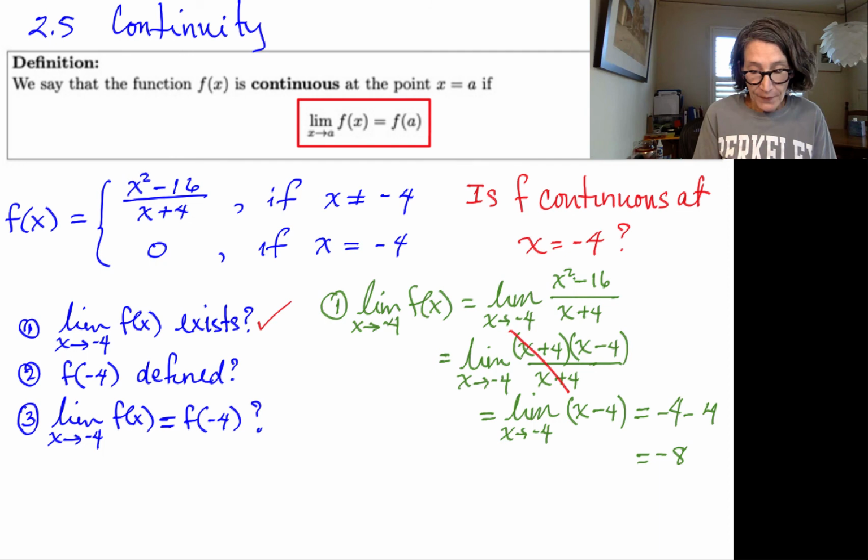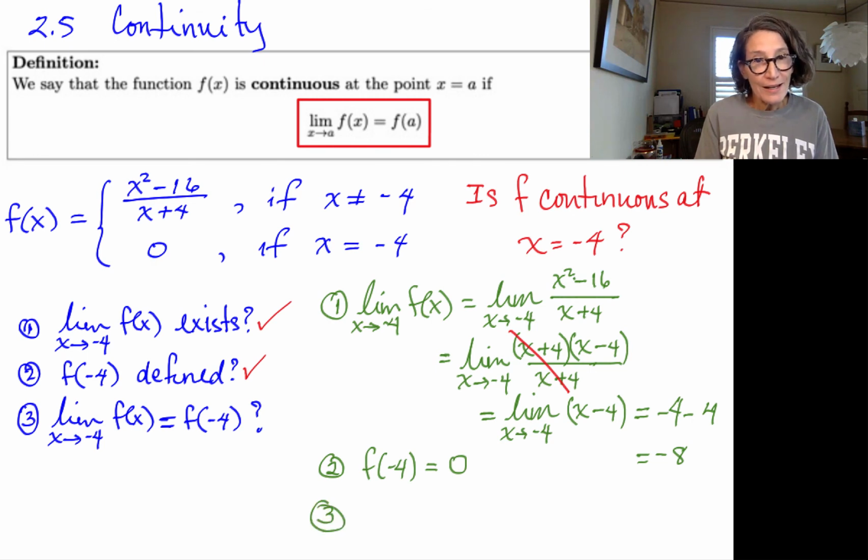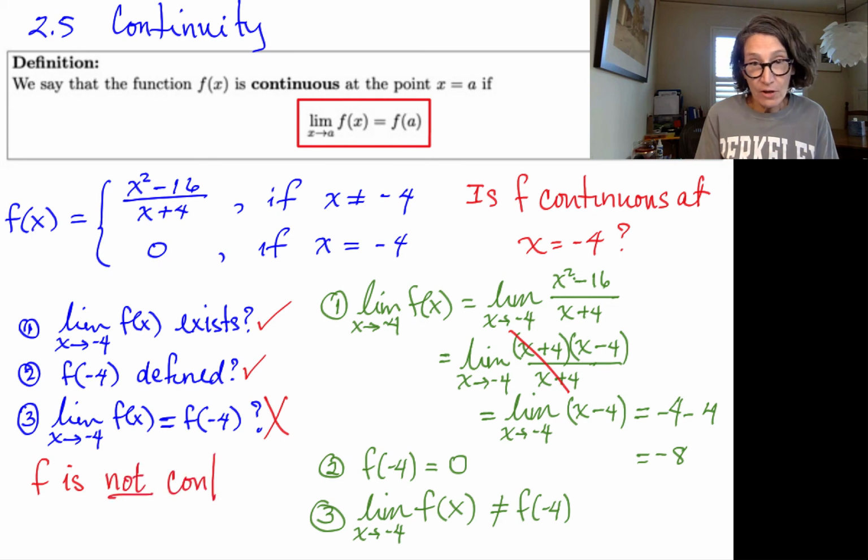So the first thing is true. The limit exists. All right, so the second thing: is f of negative 4 defined? According to the piecewise definition, f of negative 4 is just 0. So yes, it's defined. But the third thing, are they equal? The limit as x approaches negative 4 of f of x is negative 8, and that's not the same as the value of the function at negative 4. The value of the function at negative 4 is 0. So they don't agree, so that part is false. That means the function f is not continuous at x equals negative 4.